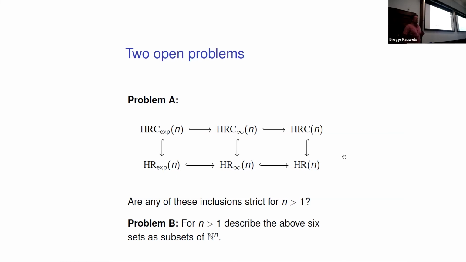But it's an interesting exercise because you'll see a theorem we discussed. And then problem B, of course. If we can't do problem A, let's ask a much harder question: describe these sets as subsets of N^N. Can you just give me which sets they are? This is a very hard question.